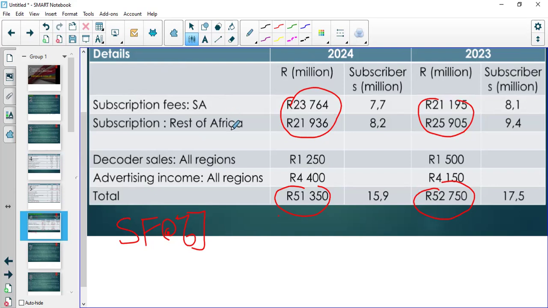So I can also look at the growth or change in subscriber base, all right? So change in subscriber base for South Africa and for rest of Africa. So I'm looking at this year it's 7.7. Last year it was 8.1. Then I subtract 1 there. All right, I multiply by 100. Then I'm going to get a change in subscriber.